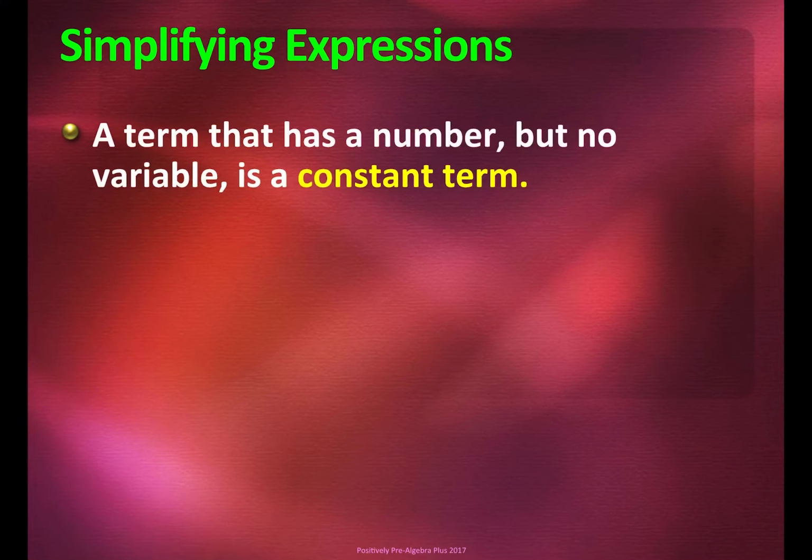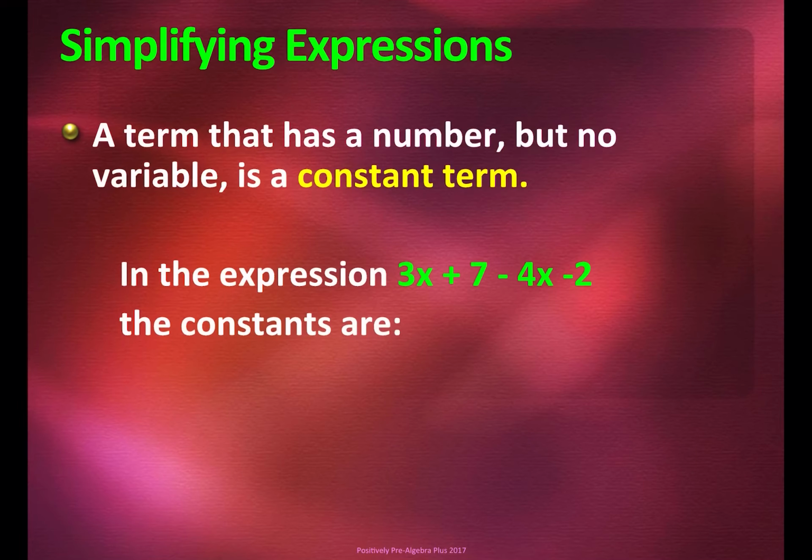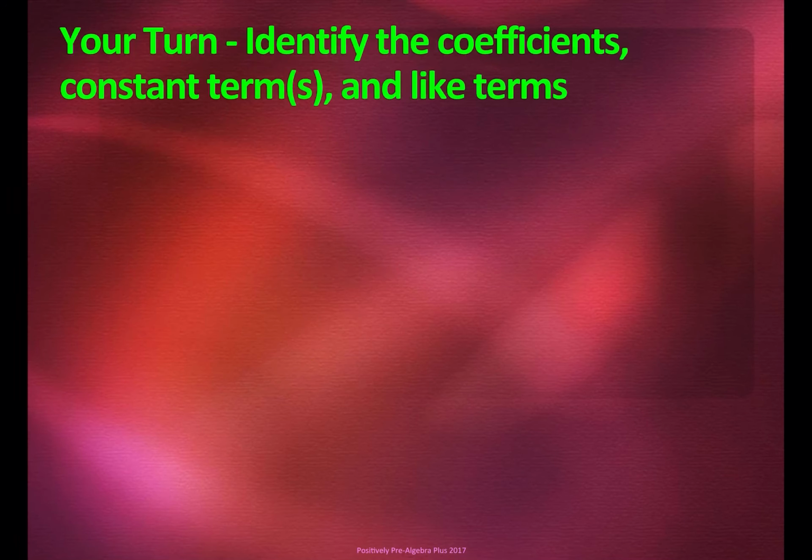Simplifying expressions. A term that has a number but no variable is a constant term. In the expression 3x plus 7 subtract 4x subtract 2, the constants are 7 and negative 2. They just don't change. They're going to be 7 and they're going to be negative 2.